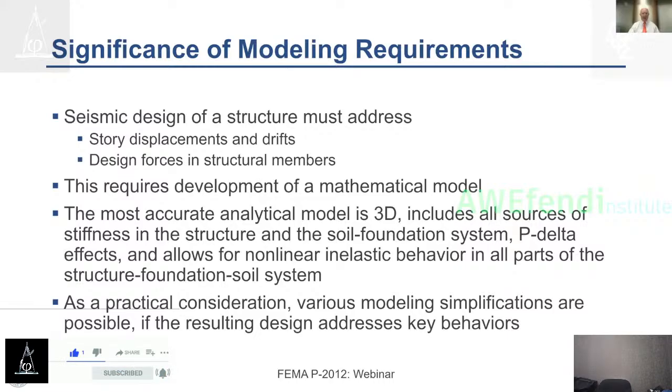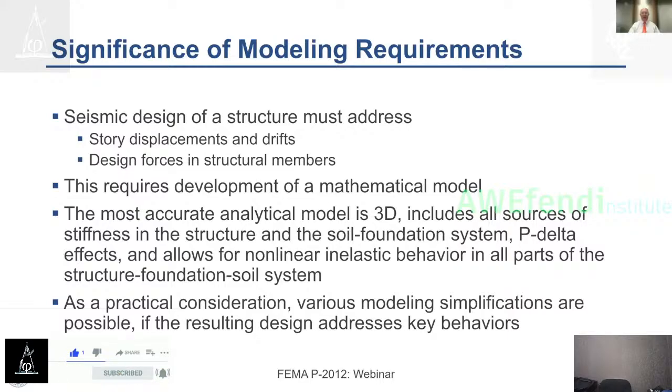It would include P delta effects. It would allow nonlinear inelastic behavior in the entire system so that you could, to the best of our knowledge today, identify exactly how this would perform for a given ground motion, and then maybe consider a very wide range of ground motions. But the reality is that we have to design not just one building in our career, but we need to be able to design many.